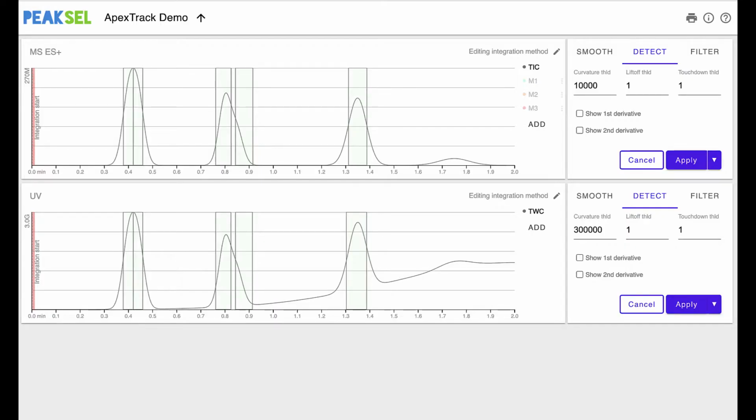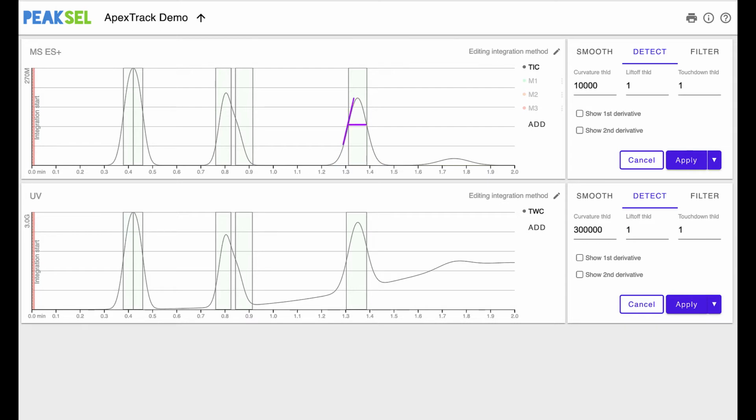Now that we know how ApexTrack finds apices, the next natural step is finding peak boundaries. Currently, I'm editing my integration method and I set my liftoff and touchdown thresholds to 100%. With these settings, the boundary is stopped at so-called inflection points. These are the points where the slopes are the biggest. Let's draw a baseline here. We'll call it inflection baseline.